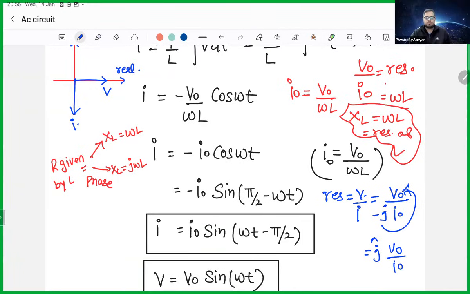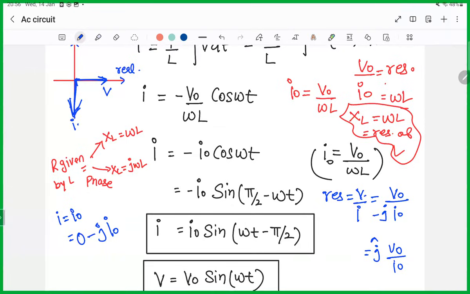Here I will repeat this again: resistance is equal to voltage by current. If voltage is on the real axis, it is simply V naught. And if your current is on the imaginary axis, will I write I as I naught, or should I write I as 0 plus j I naught? Or I should write 0 minus j I naught, because the current is on the negative imaginary axis. Is this clear to everyone? Should I write my current as minus j I naught? Yes.